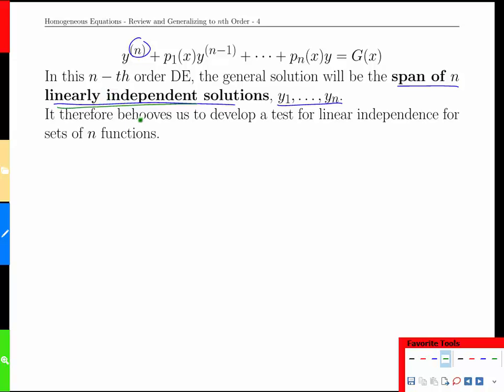And what that means is we'd better have a test for linear independence for larger sets of functions. Fortunately, as it turns out, the method we had for classifying whether 2 functions were linearly independent or not works just as well, or generalizes nicely, to a set of any number of functions. Yes, we're going to go back to that idea of the Wronskian from a previous lecture.